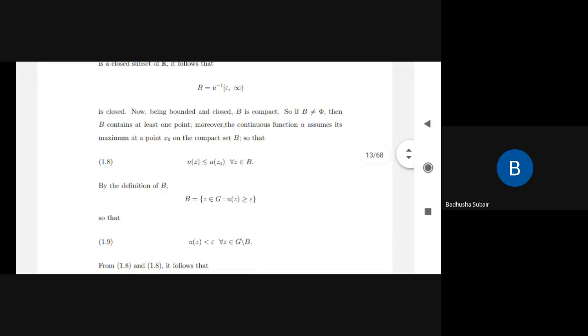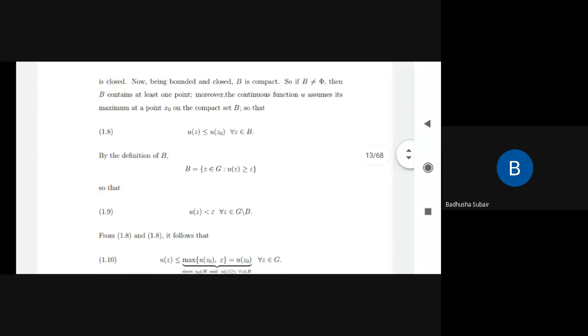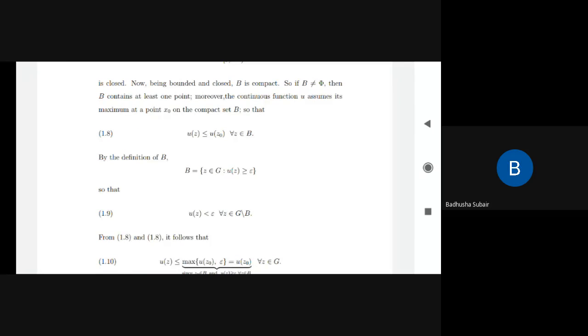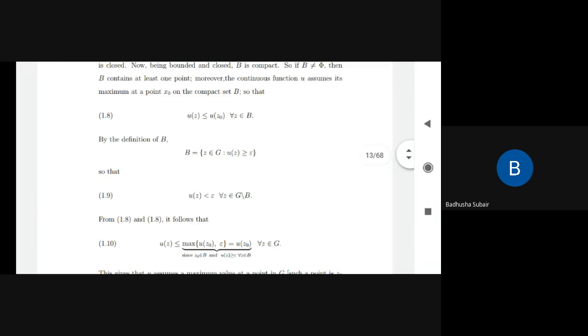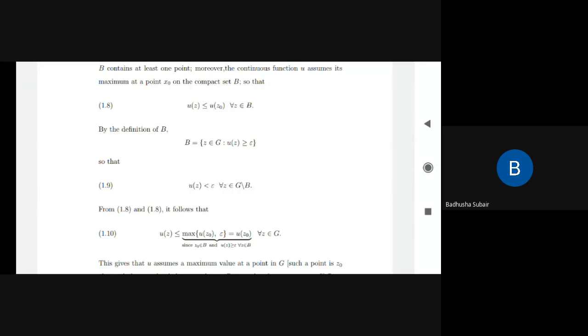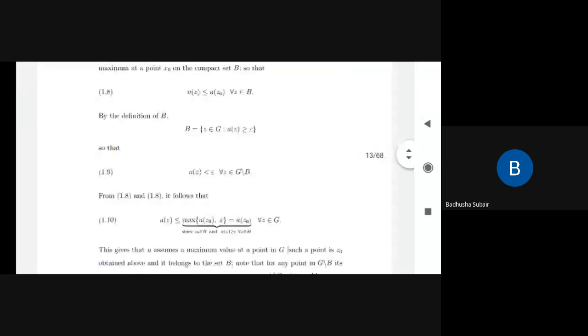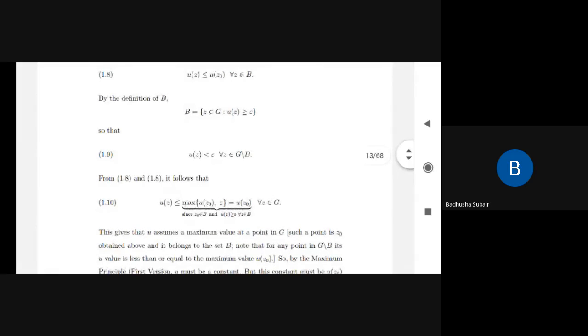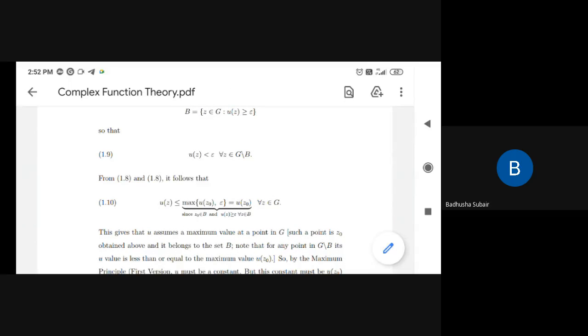Moreover, the continuous function U assumes its maximum at a point z naught on the compact set B, so that U of z is less than or equal to U of z naught for all z belongs to B. By the definition of B, B is the set of all z belongs to G such that U of z is greater than or equal to epsilon. So U of z is less than epsilon for all z belongs to G minus B. From this we get that U of z is less than or equal to the maximum of U of z naught and epsilon, which is equal to U of z naught, because U of z is greater than or equal to epsilon for all z belongs to B.